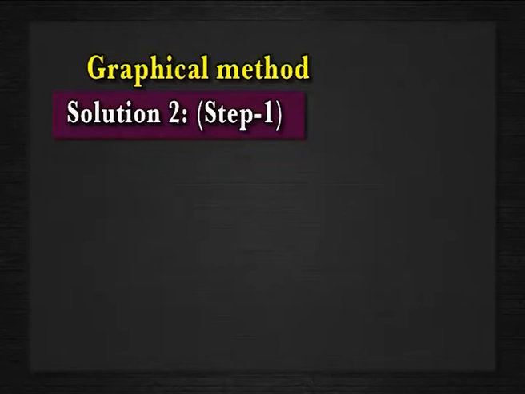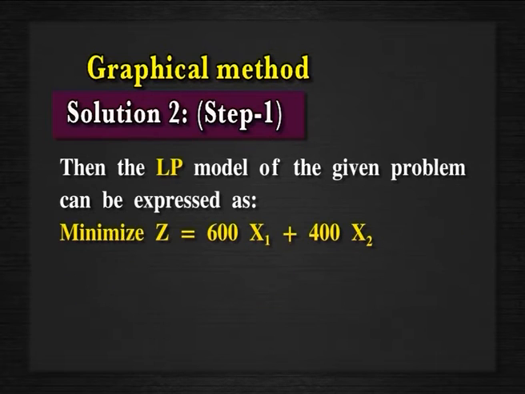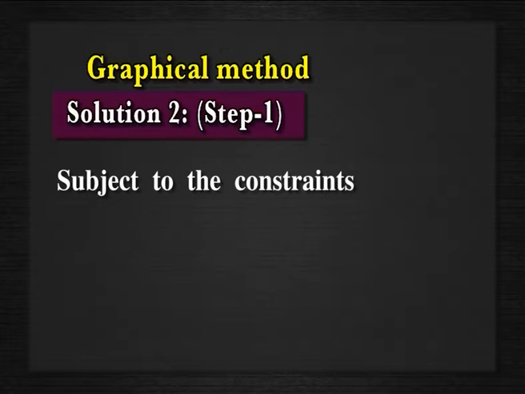Coming to the solution. Step 1. State the problem in the mathematical form. Let us define the following decision variables x1 and x2 is equal to number of days at plant G and J respectively. Then the LP model of the given problem can be expressed as minimize z is equal to 600 x1 plus 400 x2 subject to the constraints.